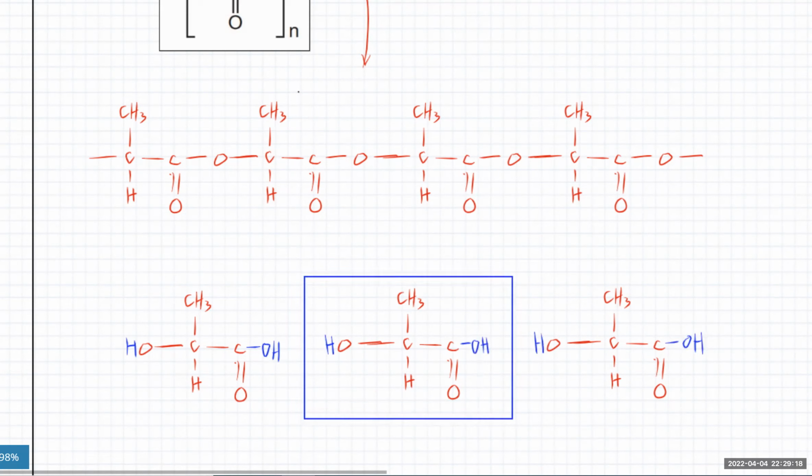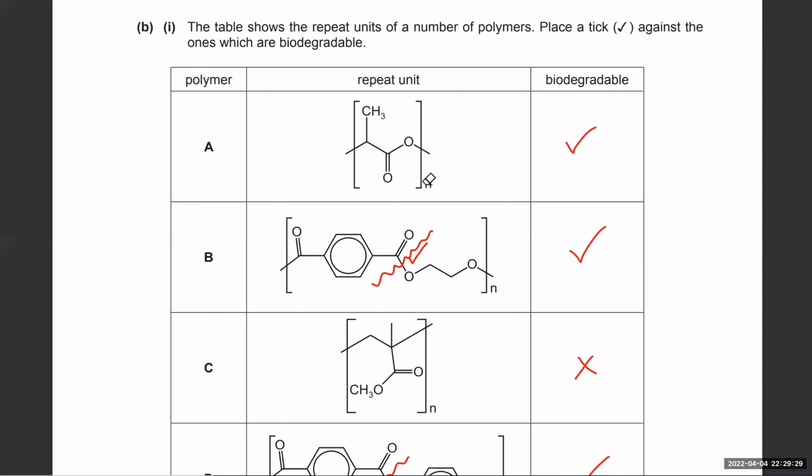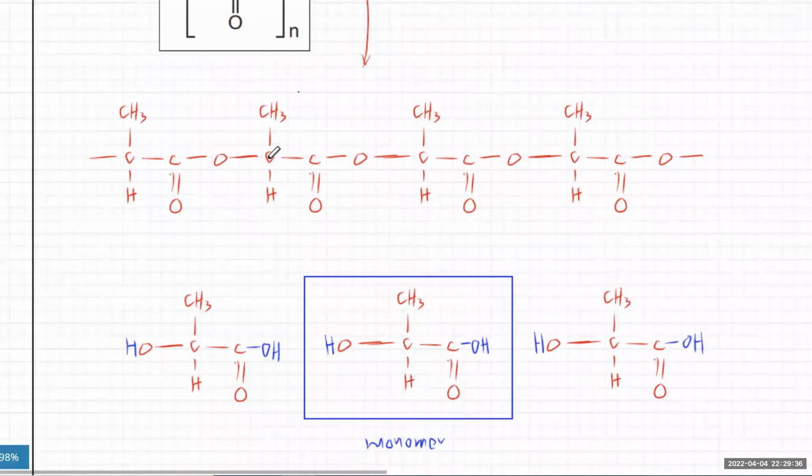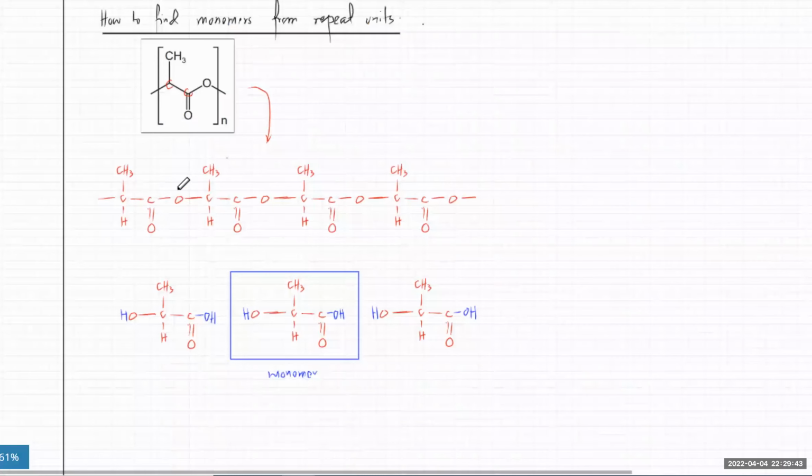So that is what your monomer is in this case. So for this question, if they ask you to draw the monomer, make sure this is what you're going to do. You're going to make repeat units of this, connect them, extend this, and draw and break the ester linkages. Break all the linkages and start adding the OH, H, and OH back again. That will give you your monomer. Is that clear?